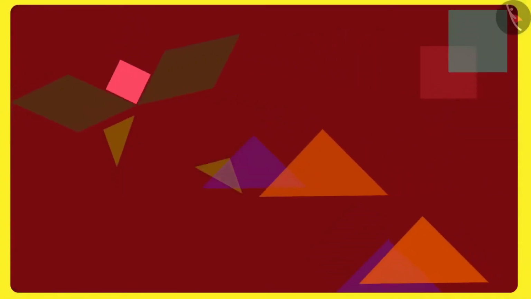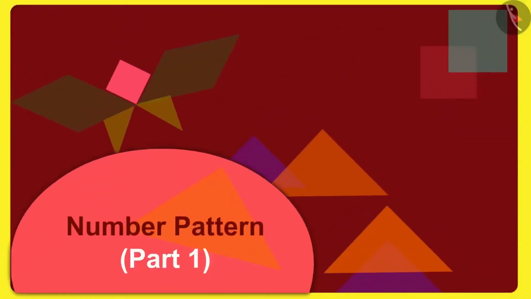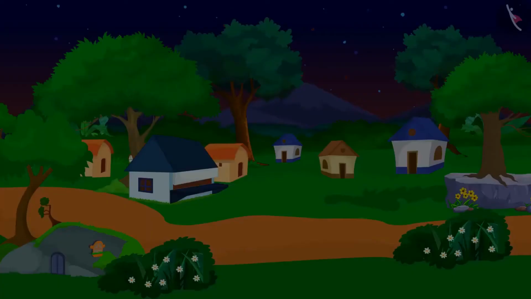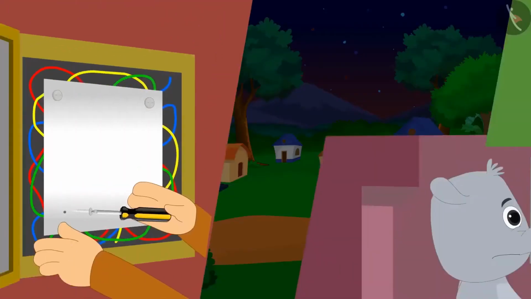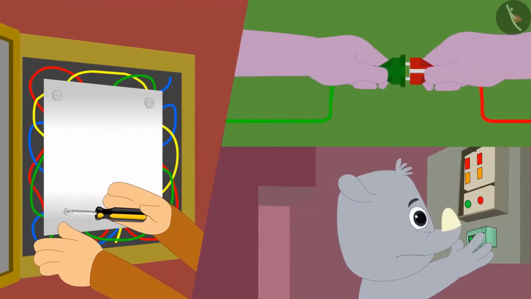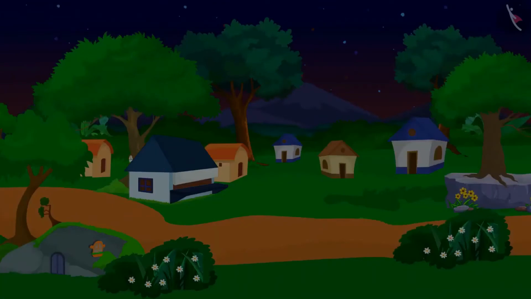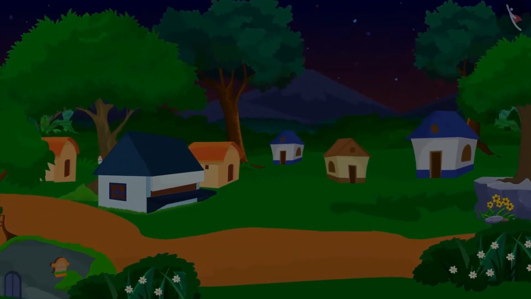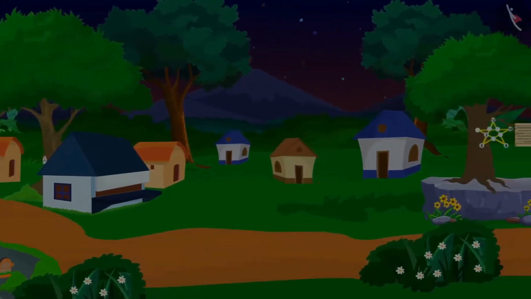Hello children! In this video, we will learn about number patterns. One day, there was a sudden electricity failure in Champapur. All the villagers tried hard to get the electricity connected, but no one understood the reason for the power cut. It was night and darkness spread throughout the village.